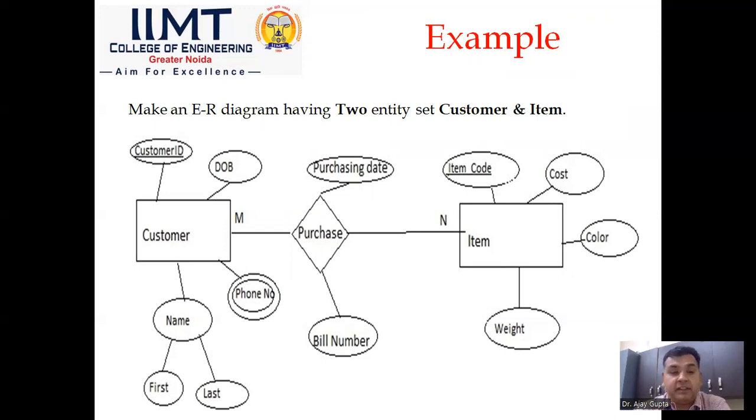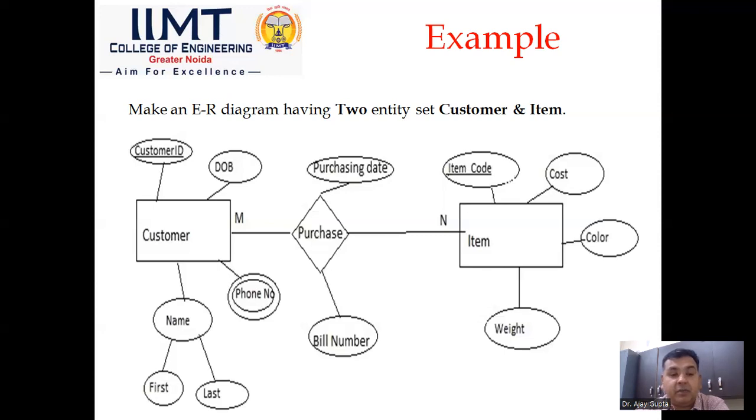Then we decide some attributes of customer. What are the attributes on which we can describe a customer? Here we have taken four attributes for customer. First is customer ID, which is the primary attribute. Why is it the primary attribute? We have underlined the name of the attribute in the attribute symbol, which represents that customer ID is the primary key of customer.